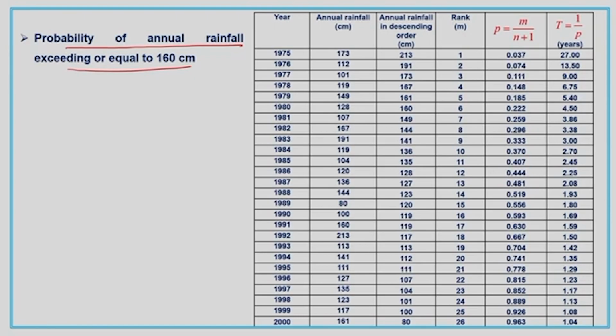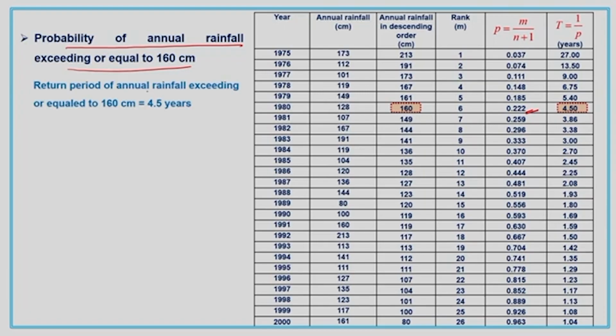So, this is the table, and in this you look at the data points. We have 160 centimeter rainfall. Corresponding to that, the return period is 4.5 years, and the probability can be obtained from this table, that is 0.222. Directly you can take it from the table, or you can calculate by making use of the formula.